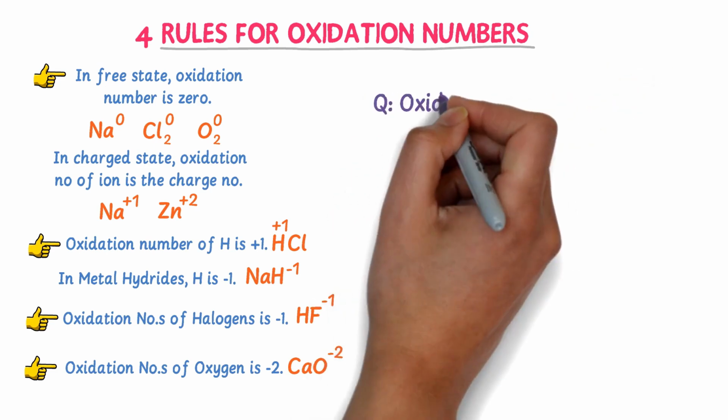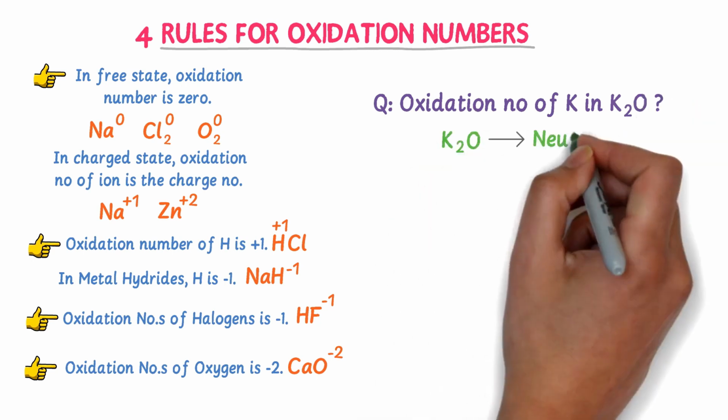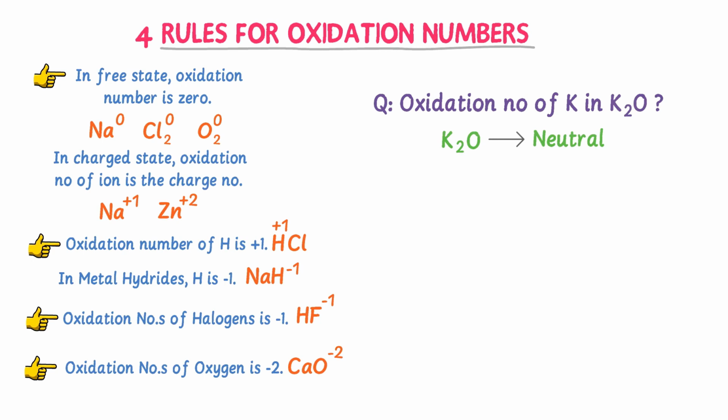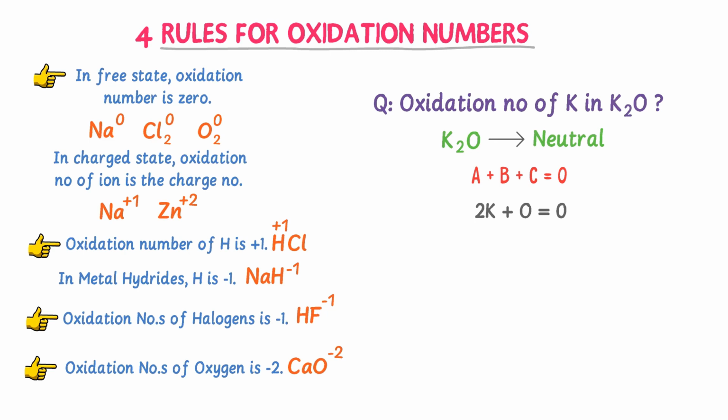Secondly, calculate the oxidation number of potassium in potassium oxide. Well, it is also a neutral ionic compound. The overall charge on potassium oxide is 0. So the sum of all oxidation numbers must be equal to 0. I write 2K plus O is equal to 0.